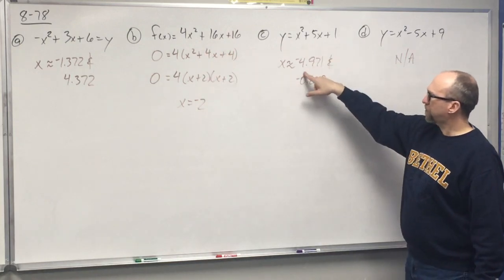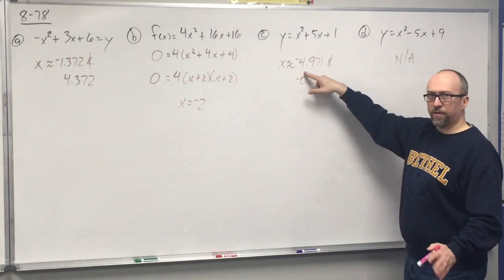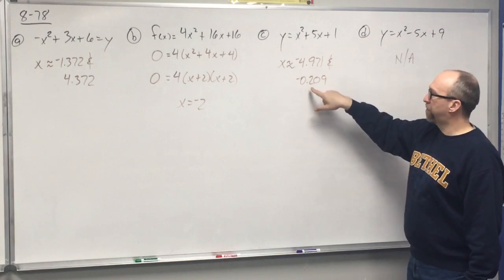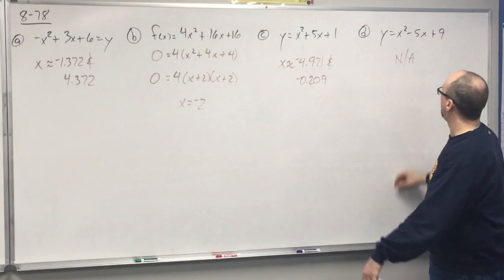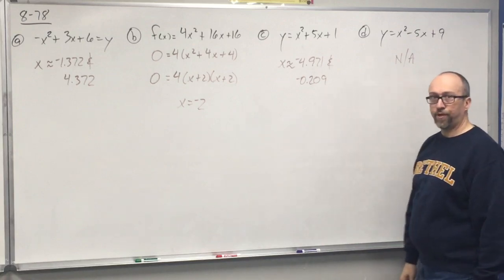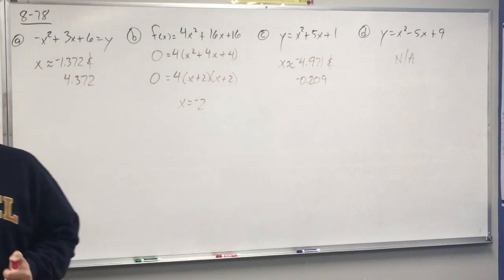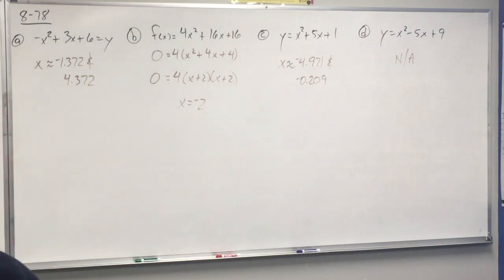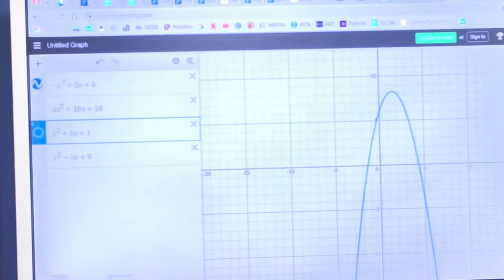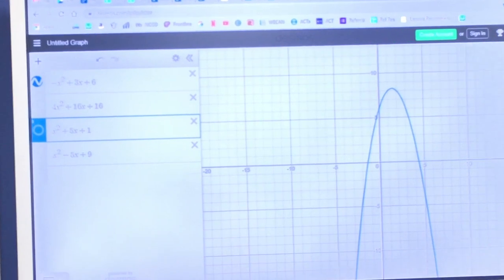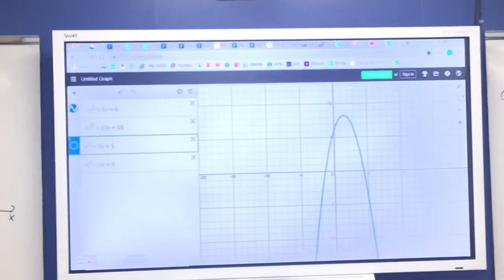Part C, negative 4.97-ish, negative 0.21-ish, and then part D, no answer. Now I hope you used Desmos, and if you didn't, do that, but let me show you what you should get if you do use Desmos. There we go.